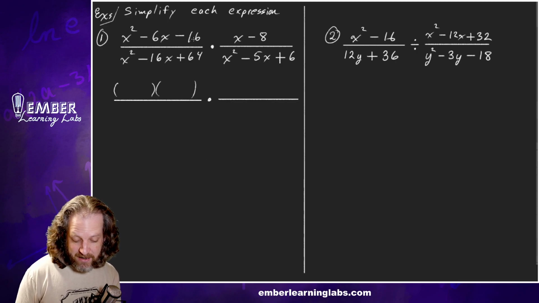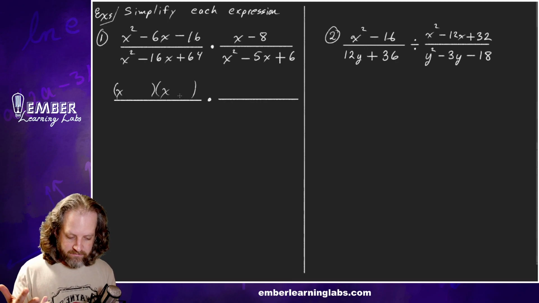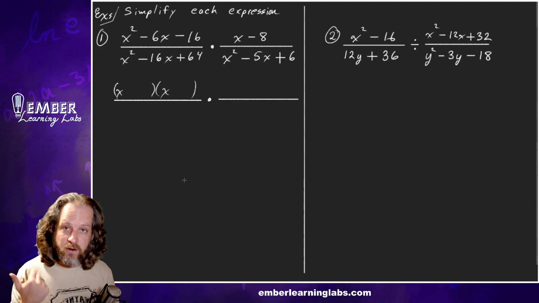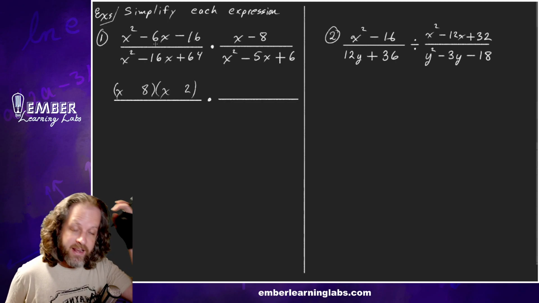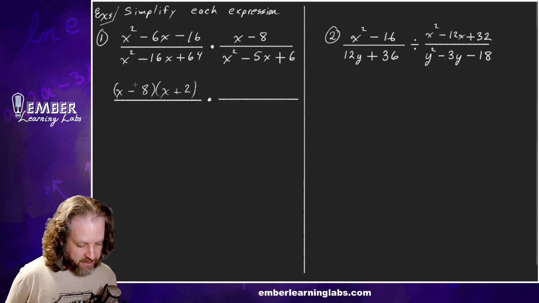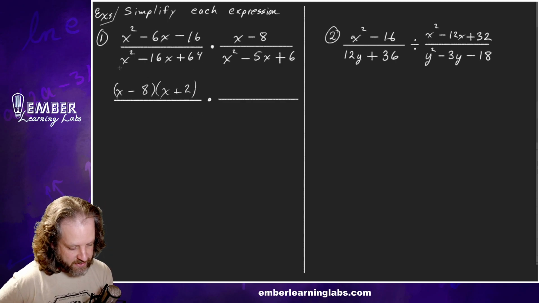Options for numbers that multiply to get 16 are 16 and 1, 8 and 2. Oh, that looks promising. Or 4 and 4, right? So 8 and 2 look to me like we're going to be able to get a 6. Now we want to get a negative 6, so it's going to be negative 8 and a positive 2. Double check our last sign: negative times positive is a negative. Great. Now let's factor this guy.